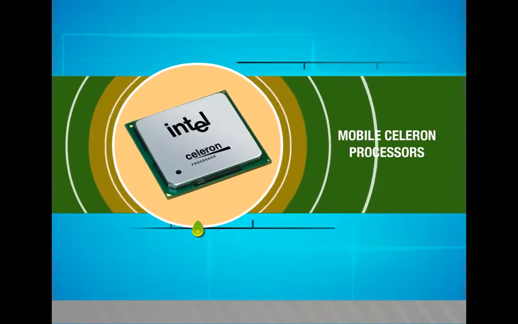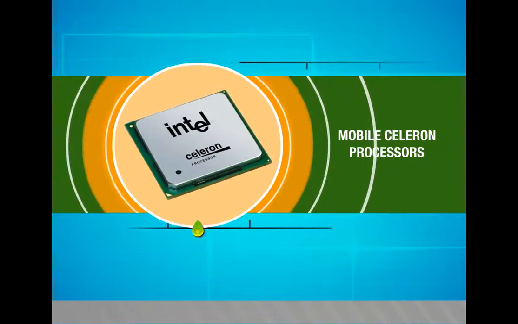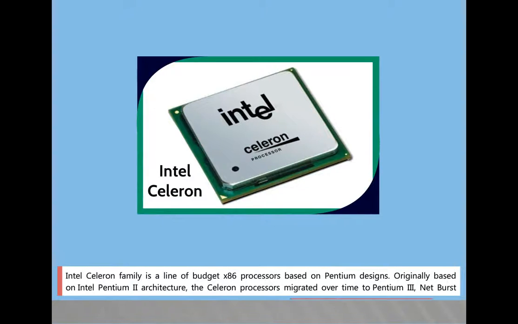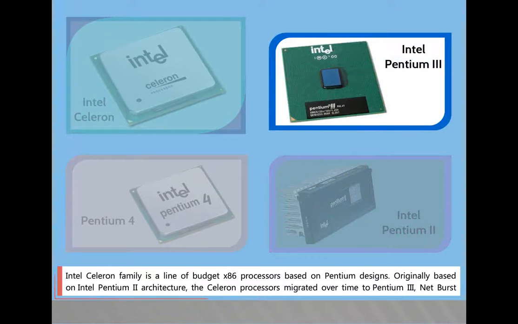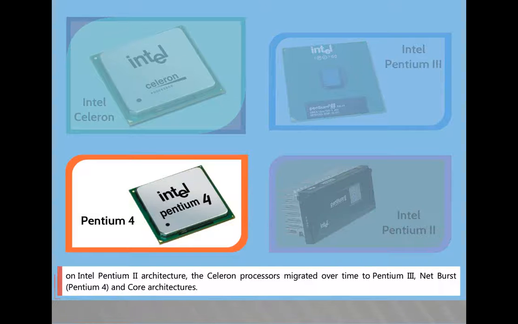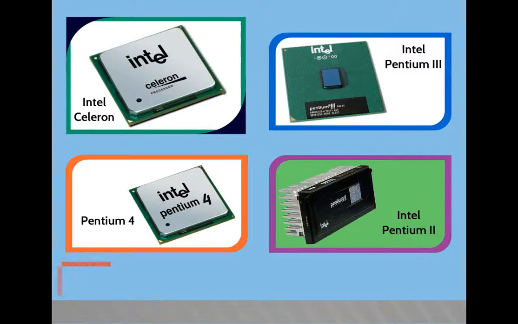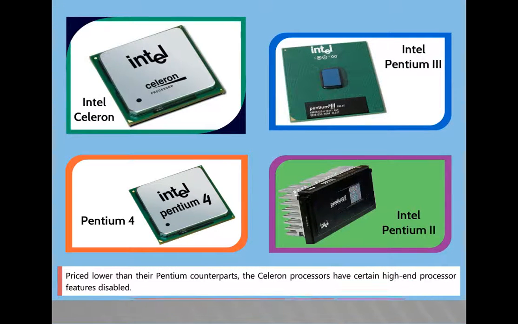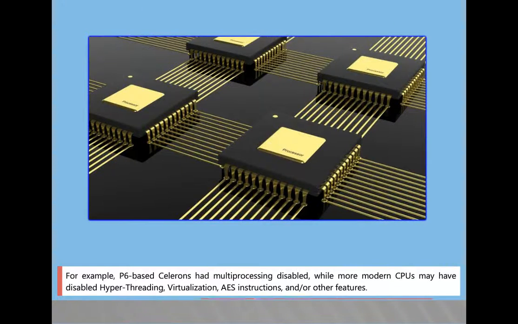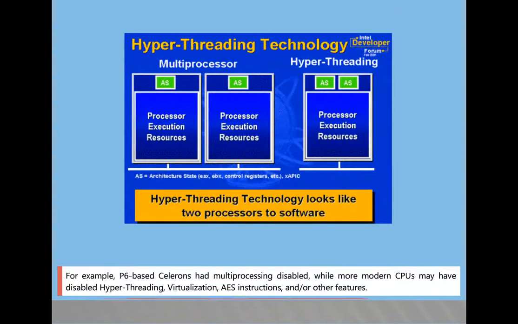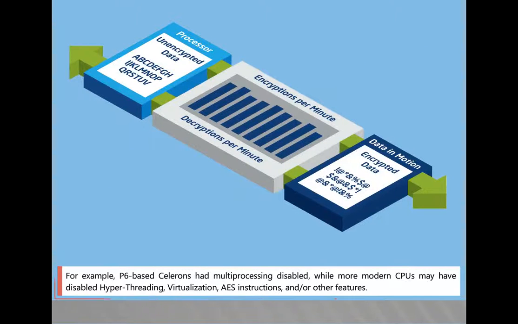Mobile Celeron processors. In this video, we are going to see about mobile Celeron processors. Intel Celeron family is a line of budget x86 processors based on Pentium designs, originally based on Intel Pentium 2 architecture. The Celeron processors migrated over time to Pentium 3, NetBurst, that is Pentium 4 and core architectures. Priced lower than their Pentium counterparts, the Celeron processors have certain high-end processor features disabled. For example, P6-based Celerons had multiprocessing disabled, while more modern CPUs may have disabled hyperthreading, virtualization, AES instructions, or other features.